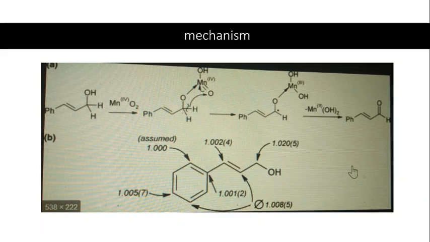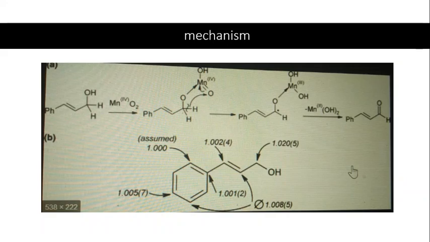You can see that the first step is that the alcohol, the allylic OH group, attacks the manganese. You already know that this manganese has empty orbitals, so it has the capability of accepting lone pairs. That's why the OH group attacks the manganese and the electrons are shifted. And then in the next step, what happens? The H attacks homolytically on the oxygen.